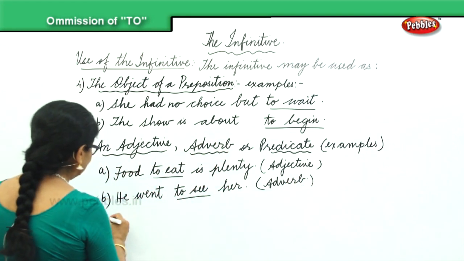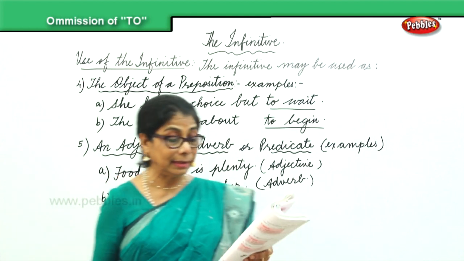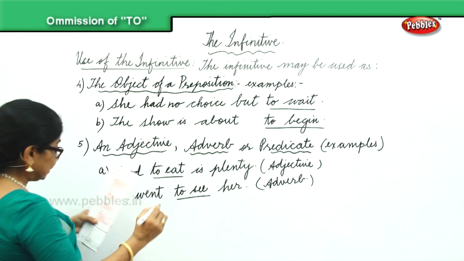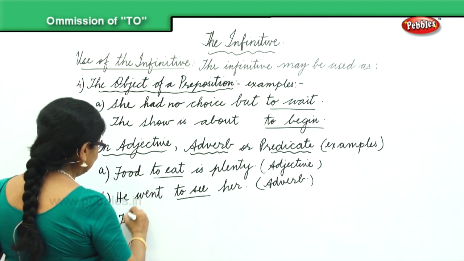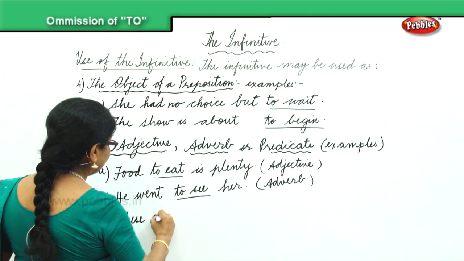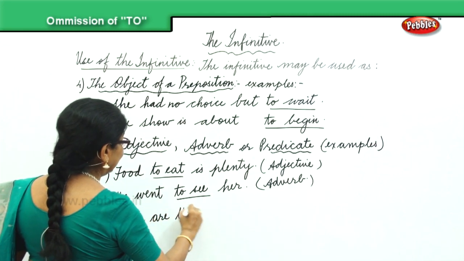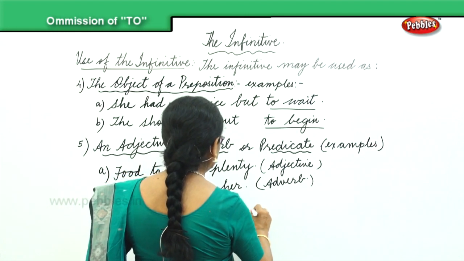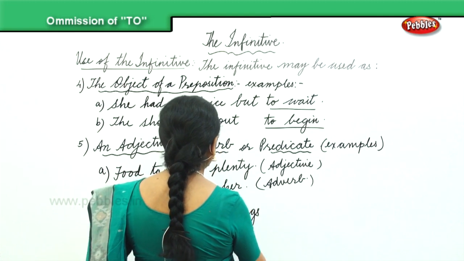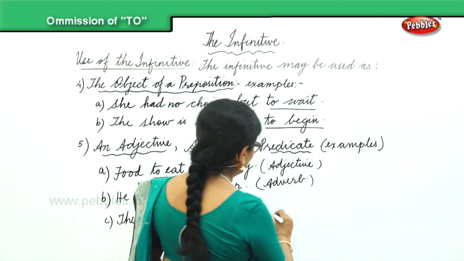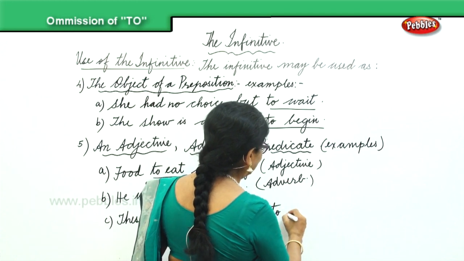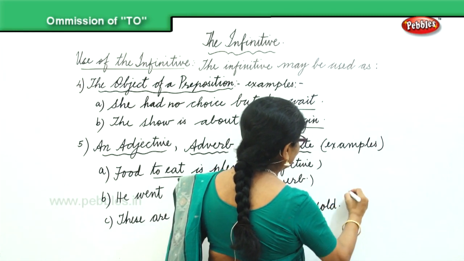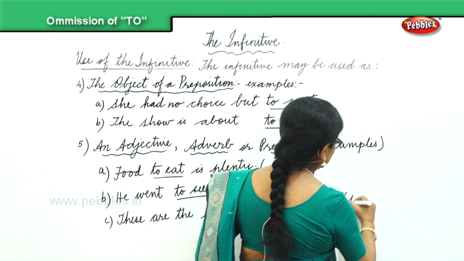And in the last one, the third example I have here is, these are the buildings to be sold. So here, to be sold. So in this third one, we use it as a predicate.